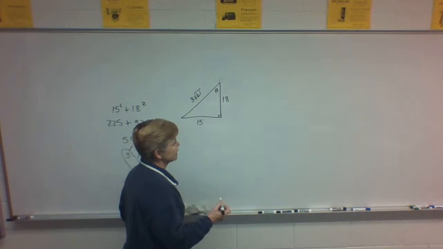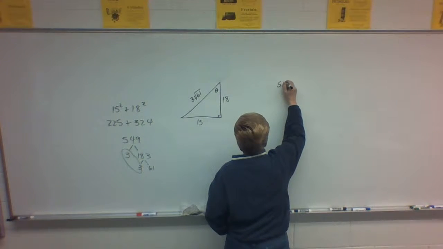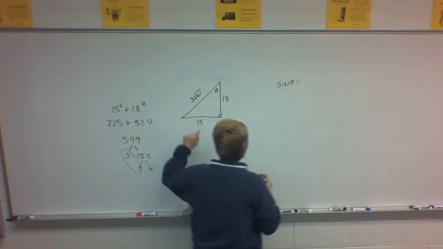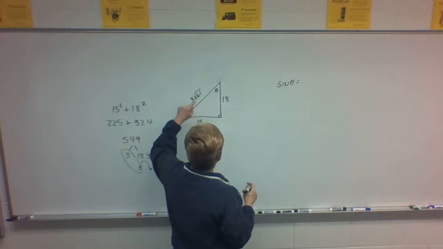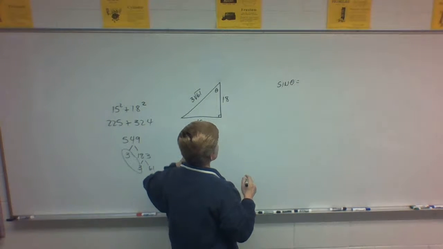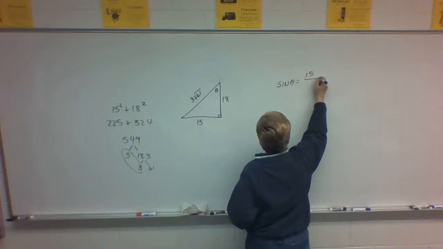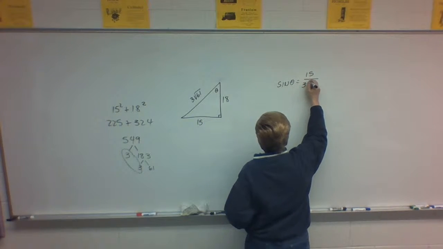Do you want me to list them all? I guess I will. Sine of theta is going to be 15 over this, which will be 15 root 61 over whatever 3 times 61 is. I don't know. Anyway, it turns out to be this. It's 15 over 3 root 61. And you know what?